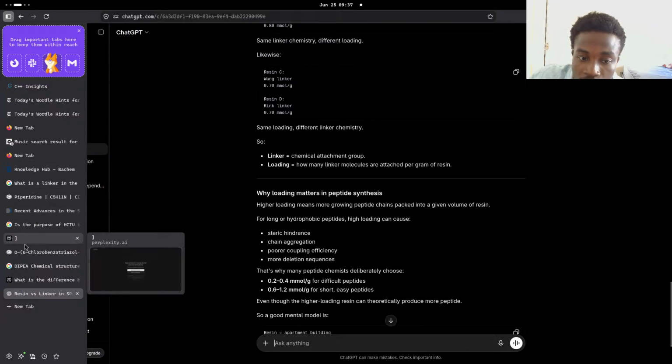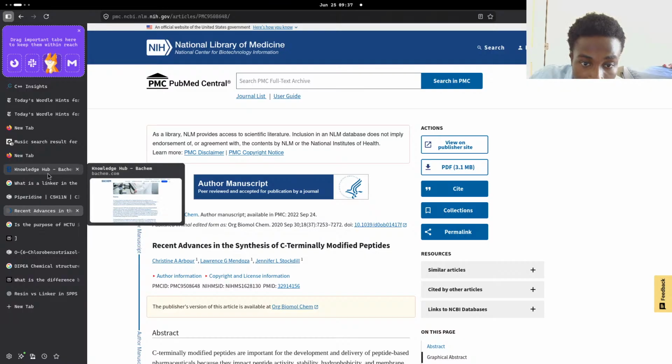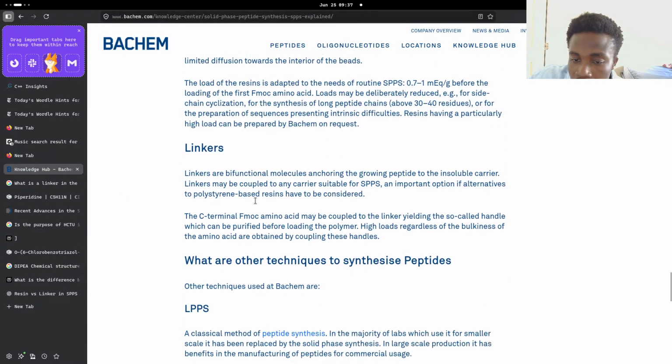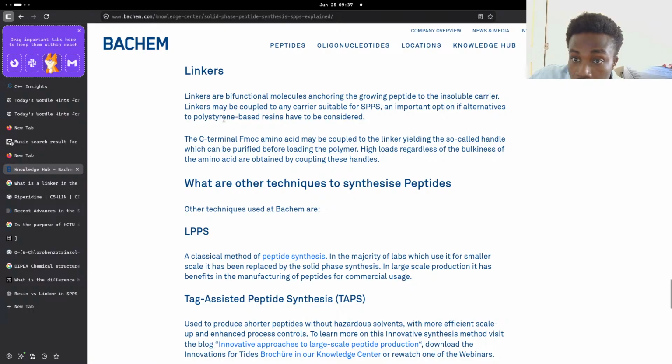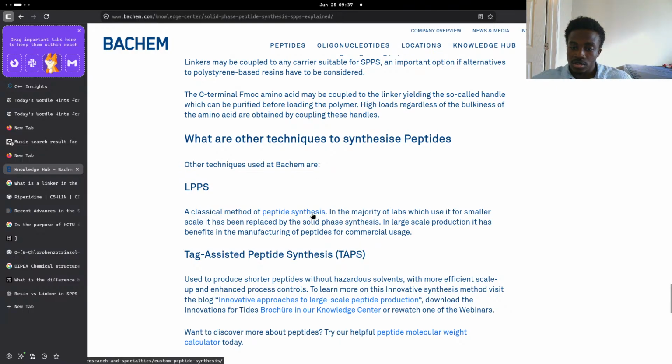Alright, nice. Let's see, anything else we need to read in here that is not product placement information? Linkers, we don't care. Linkers are bifunctional molecules anchoring the growing peptide to its solid support. We measure linker amounts as loading, basically.